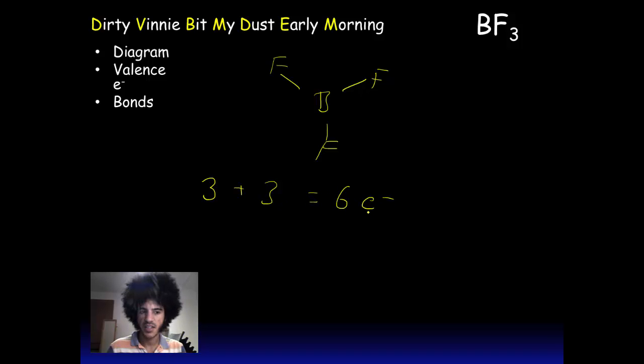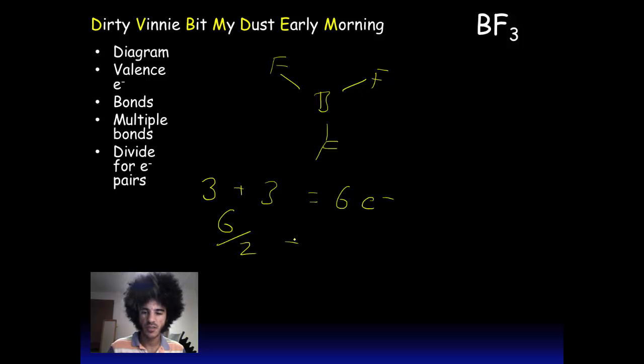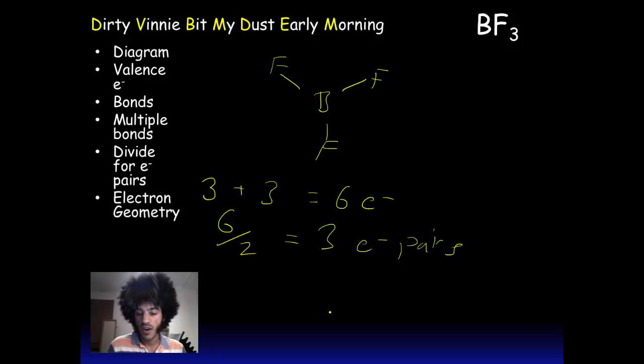All right. Next step is to consider multiple bonds. There are no multiple bonds here. I can ignore that step. Move on to divide for electron pairs. So I've got 6 electrons. I divide by 2, and that gives me 3 electron pairs. All right. Next step is to find the electron geometry. Well, I've got 3 electron pairs, so I know that my structure is eventually going to be trigonal planar. Something there, and something there.